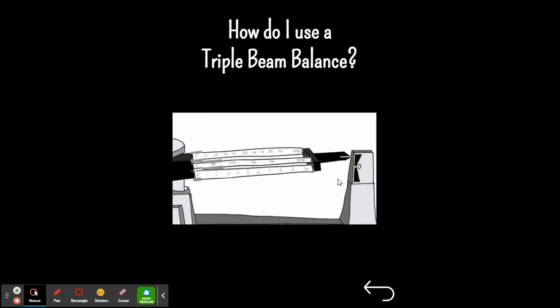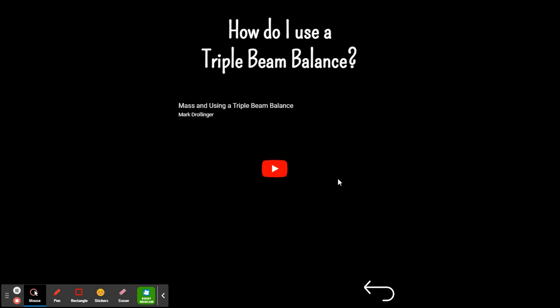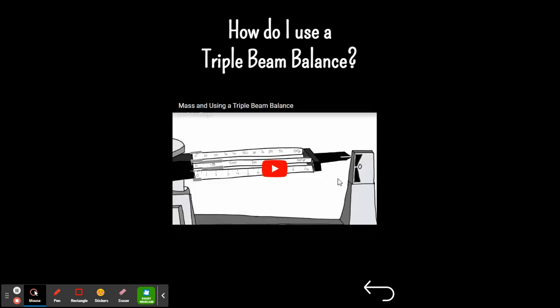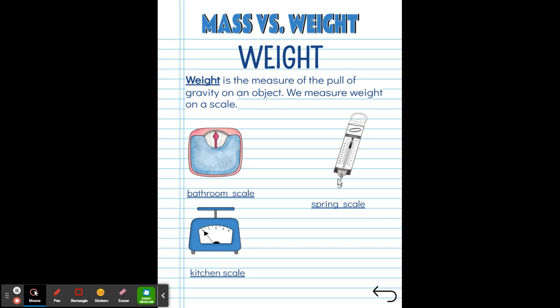How do I use a triple beam balance? You can click the video to play. Mass versus weight. Weight is the measure of the pull of gravity on an object. We measure weight on a scale: bathroom scale, kitchen scales, a spring scale.